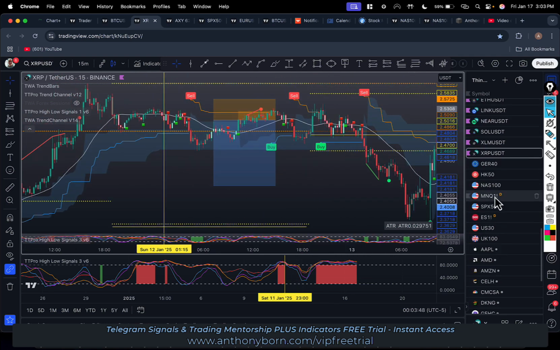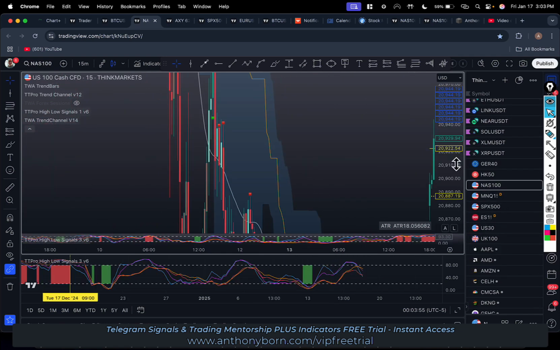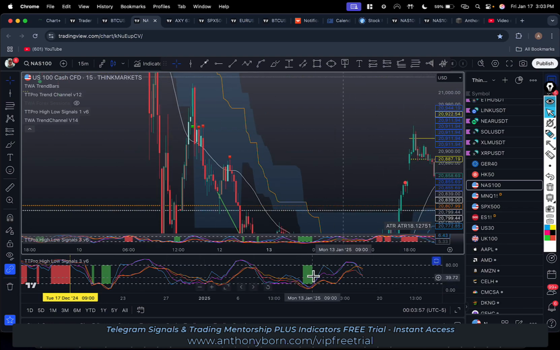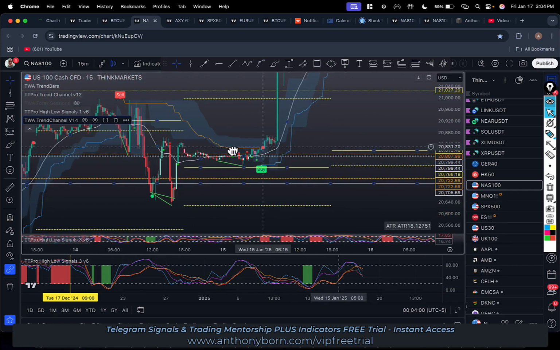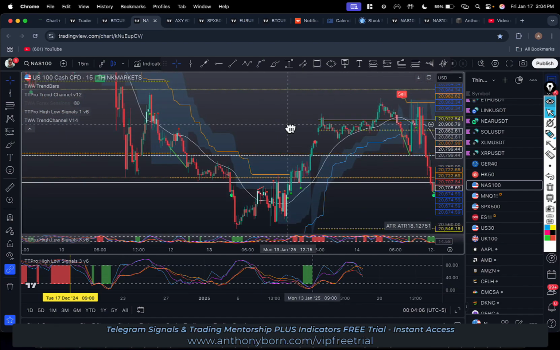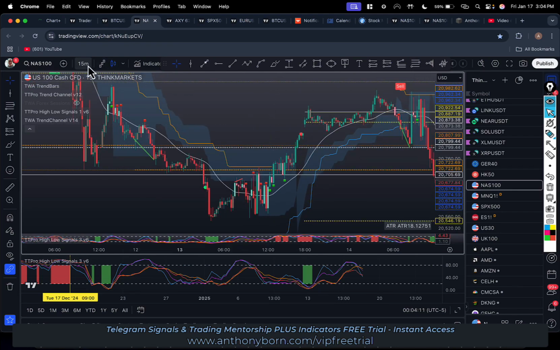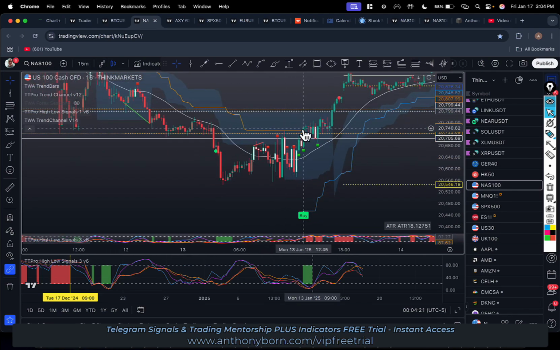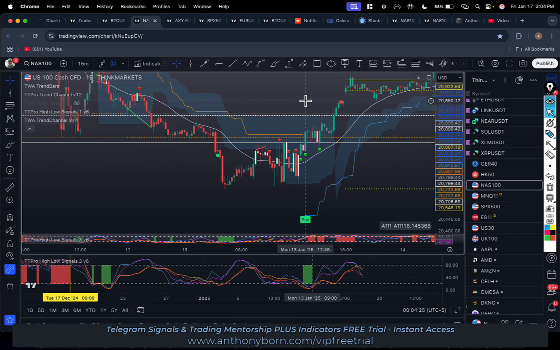Let's try the NAS. That's fairly popular. All right, there's a green signal under here. Let's see what that looks like. Let's go over to it. All right, that's our point of interest. It's on a 15-minute time frame. I actually prefer the 10-minute time frame. The signal will come in a bit earlier, but anyway, let's have a look at that.